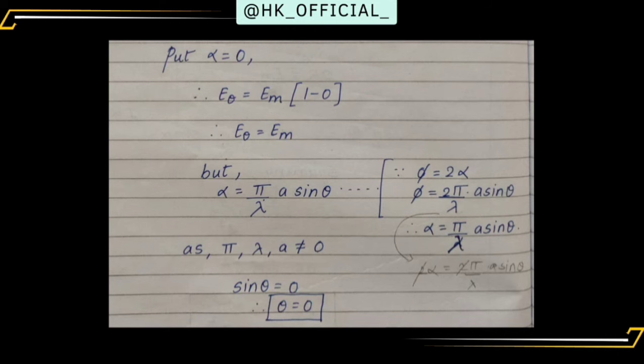So from this what will happen? We will substitute this alpha, and we will get alpha is equal to pi by lambda into a sin theta. Just put this value. As pi, lambda, a, these are all constants, they will not be equal to 0. So only one thing will remain, that is sin theta, which will be equal to 0. So theta will be equal to 0. This is the condition for maxima, that is, our theta will be equal to 0.